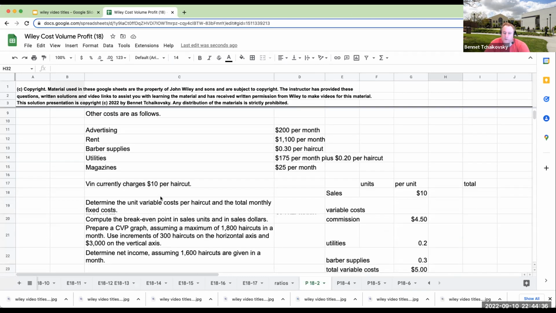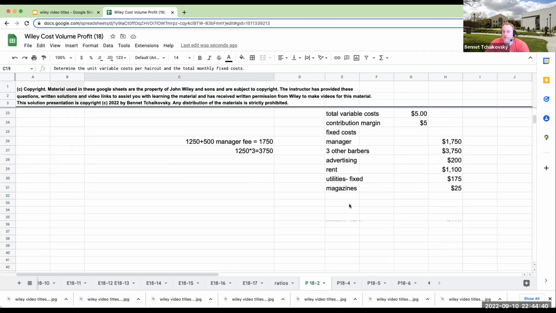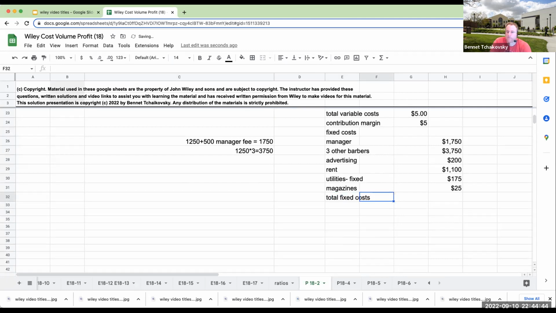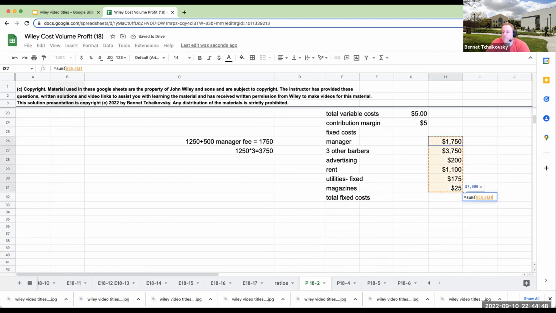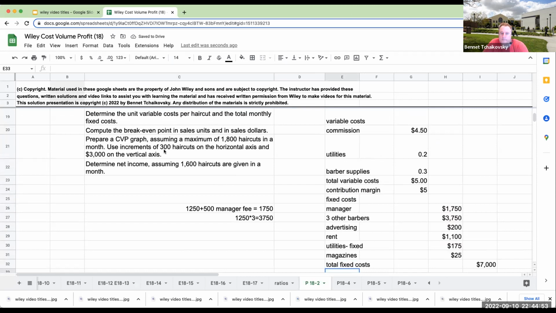So, to determine the unit variable cost, over here my total fixed costs are going to be $7,000.